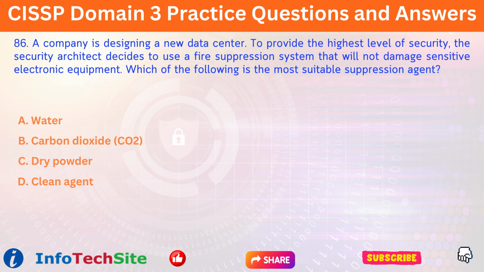86. A company is designing a new data center. To provide the highest level of security, the security architect decides to use a fire suppression system that will not damage sensitive electronic equipment. Which of the following is the most suitable suppression agent? A. Water. B. Carbon dioxide, CO2. C. Dry powder. D. Clean agent.